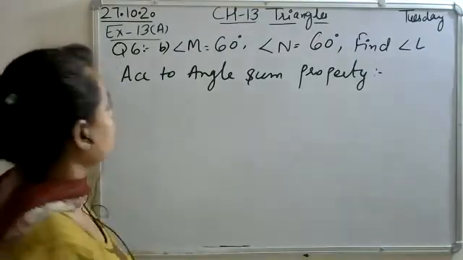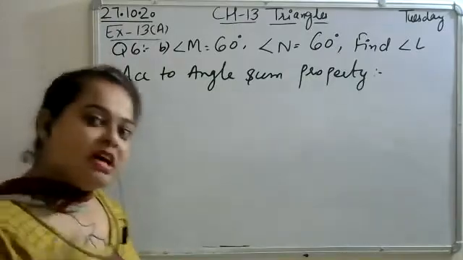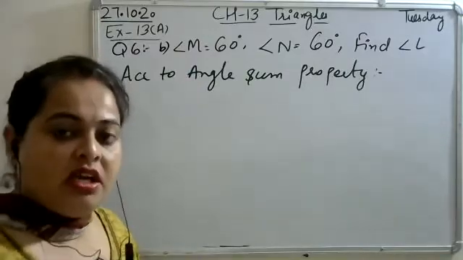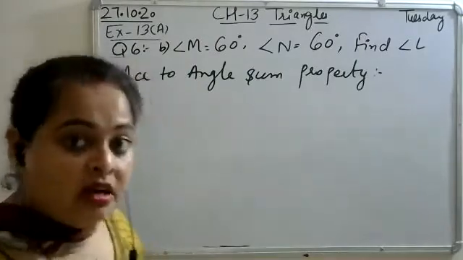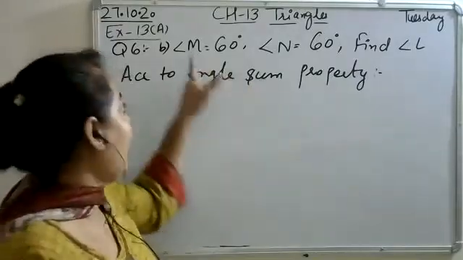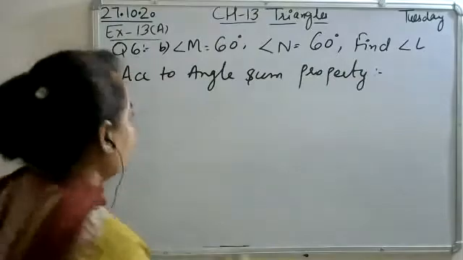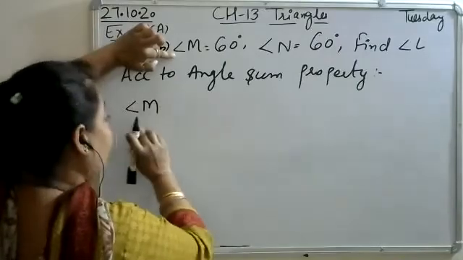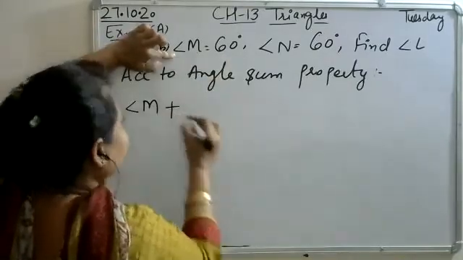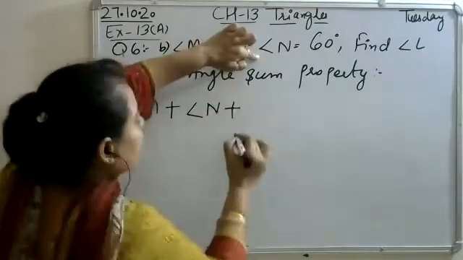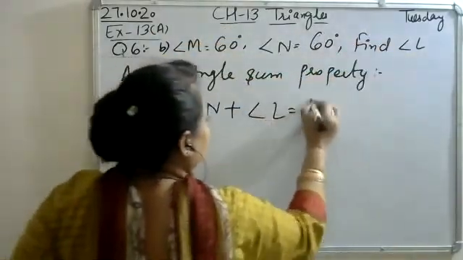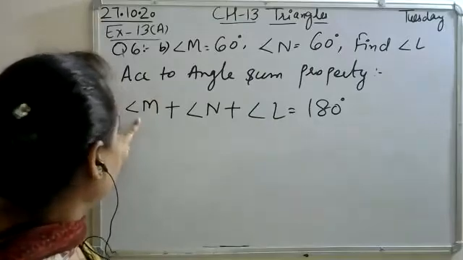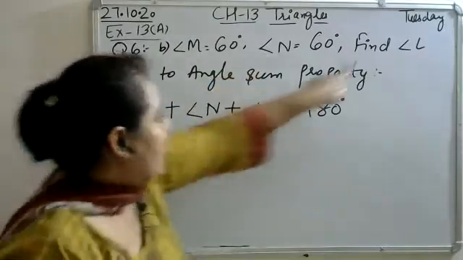Ma'am, first we will give the names to the angles. Names are already given in the question. We will assign names if the names are not given, but here the names are already given. M, N, L. This is M, 60 degrees. Now first of all write angle M plus angle N plus angle L in a sequence. Write in a sequence, okay? This is angle M, angle N, angle L.